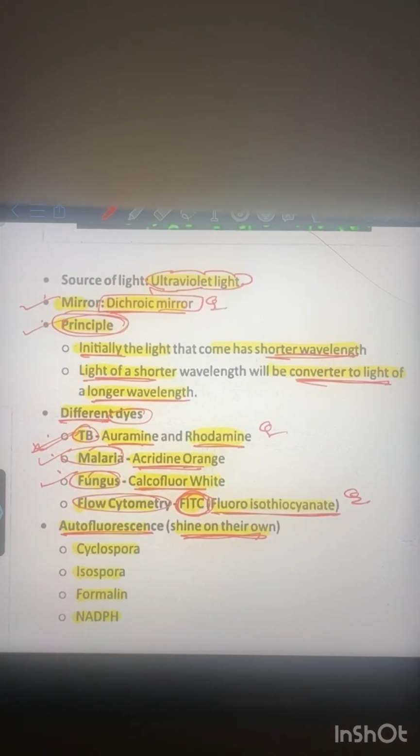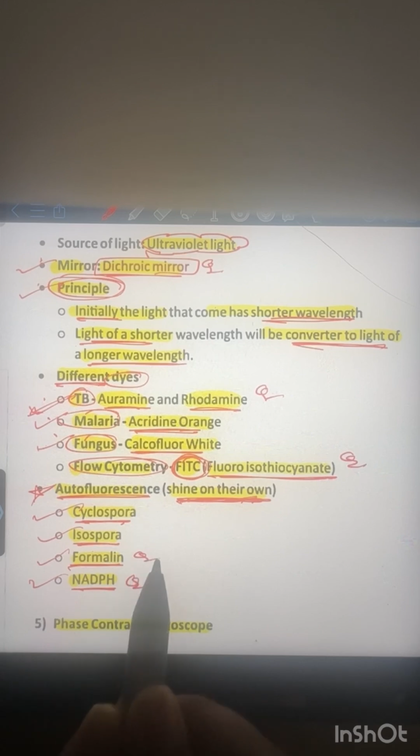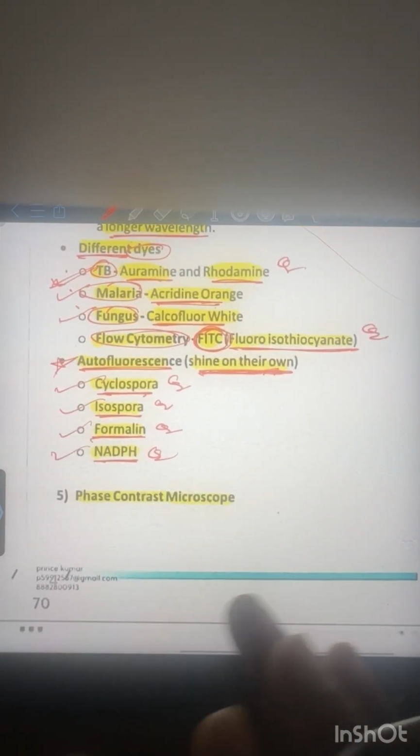Means you've not added any color, you've not added any auramine, rhodamine, calcofluor, right? Nothing has been added, they will give a green color on their own. Autofluorescence, they will shine on their own. So please remember the spora brothers. This means the Cyclospora and Isospora are autofluorescent. If you ask me, ma'am, anything in pathology that is autofluorescent, that is formalin. Formalin can shine on its own. And anything in biochemistry that is autofluorescent, it is NADPH. Chapters are different, but ultimately everything is related to medical science. So remember, the spora brothers will shine on their own. Then formalin will be fluorescent, and NADPH is also going to shine on their own. These are all auto shining things that you have. You don't have to add any stain.